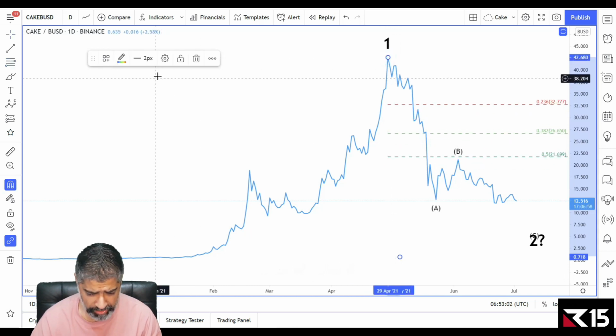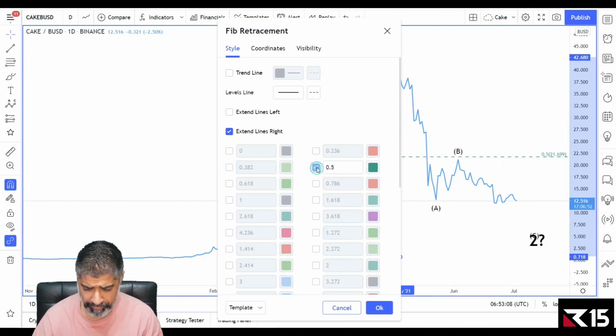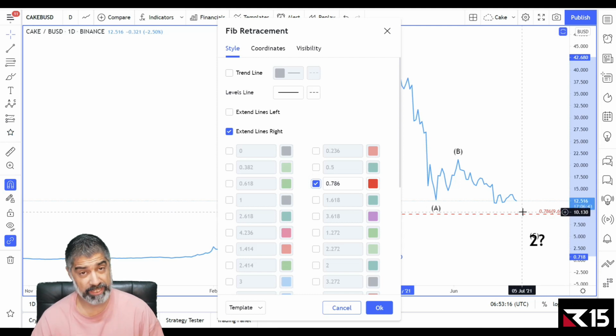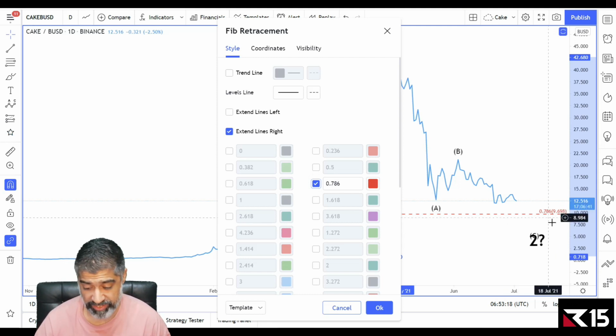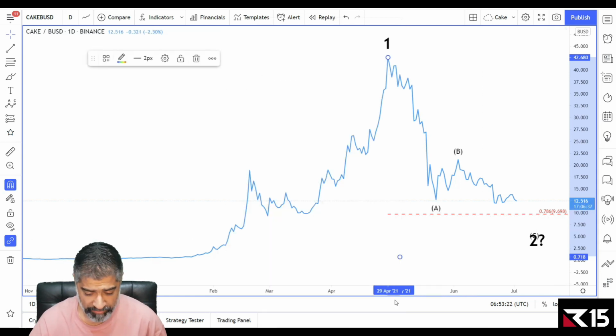So we're going to measure, we can get rid of these. The key numbers that we want are minimum 50%. We can see that we've exceeded that already. The next level is 62%. We can see that we exceeded that. And the typical maximum of wave 2 is 78.6%. So it's just below where the price action is. That's the typical maximum. And we're reaching that zone. So that's very valuable information.